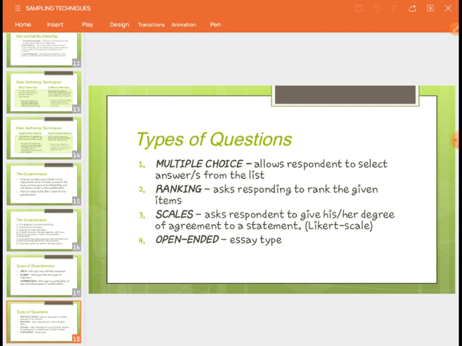And the other one is open-ended essay type. Di ba? Pag essay type, wordy na naman, tapos mahirap kasi i-analyze yung essay, di ba? Kasi hindi siya numerical.